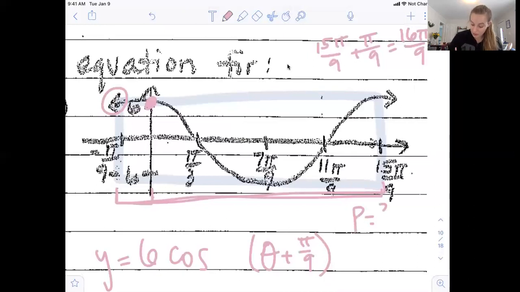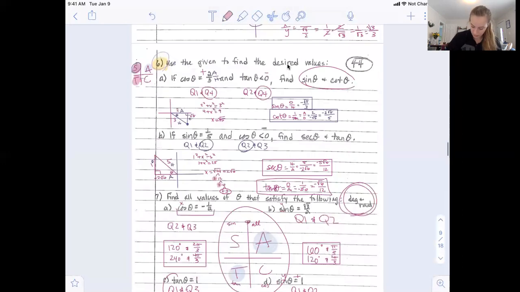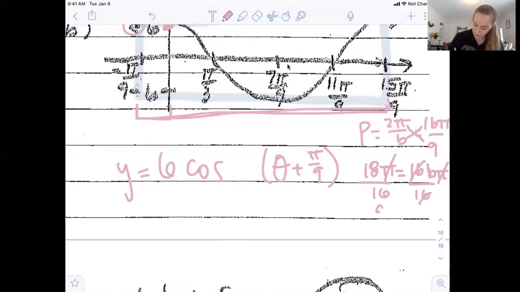We know that period is going to be 2 pi over b. So 16 pi over 9, how did I get there? We're going to have to do a proportion. So I've got 2 pi over b equals 16 pi over 9. Simple, cross multiply. 18 pi equals 16 b pi. The pi's cancel, and then to get b by itself, we're going to divide by 16. So 18 and 16 both have 2, so it becomes 9 over 8. That's fine, 9 over 8. So that goes out front.